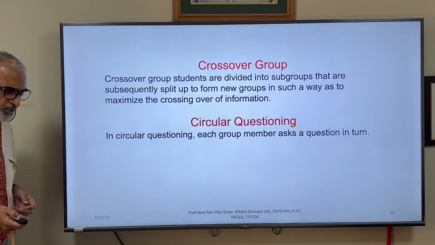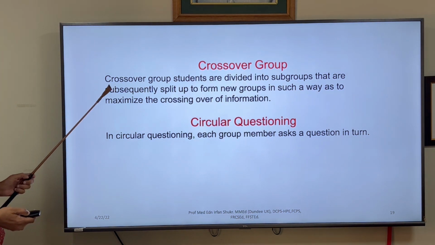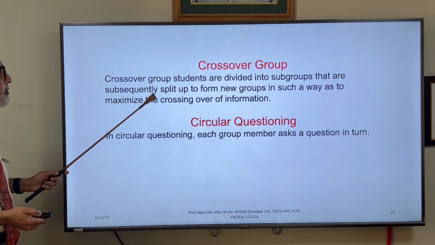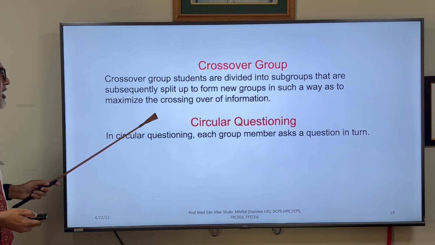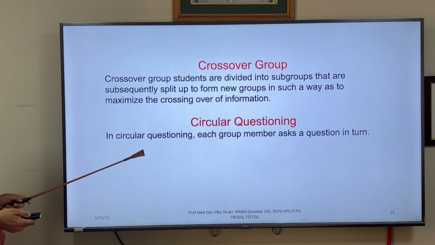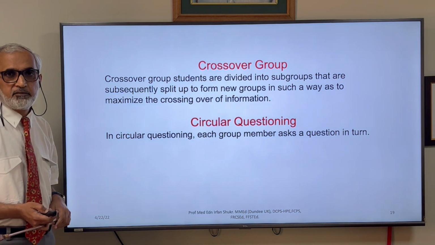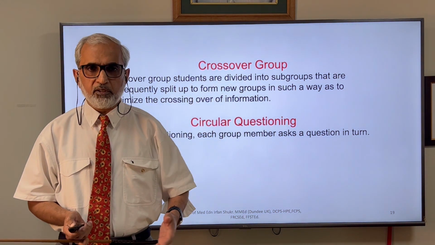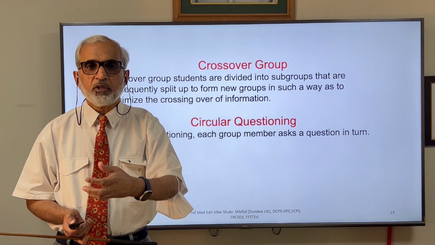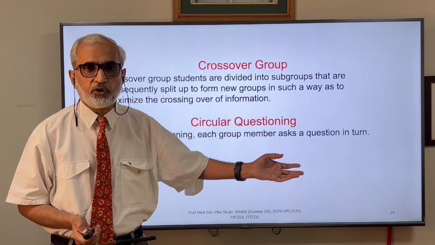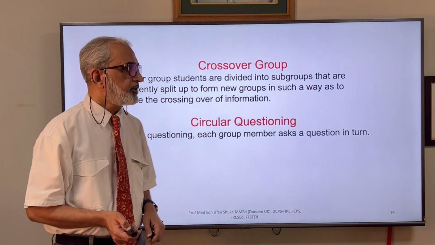There are other structures also. One is the crossover group. Students are divided into subgroups that are subsequently split up to form new groups in such a way as to maximize the crossing over of information. And circular questioning. In circular questioning, each group member asks a question in turn. So students are sitting in a circle. One student asks a question to someone else in the group. Then a second student asks a question to someone else in the group. And this way, the process is repeated.